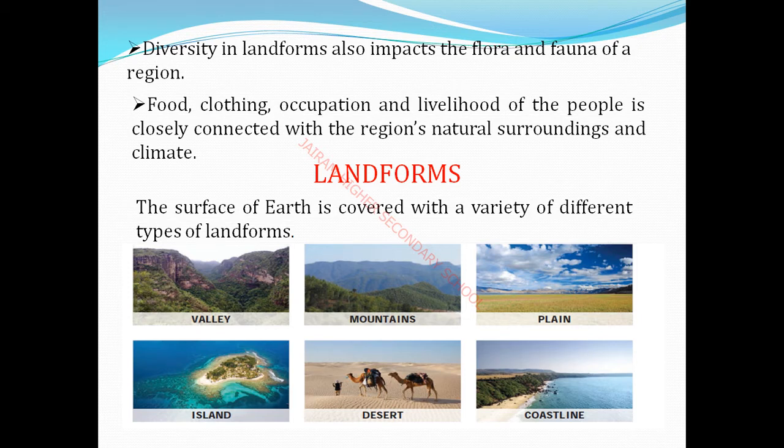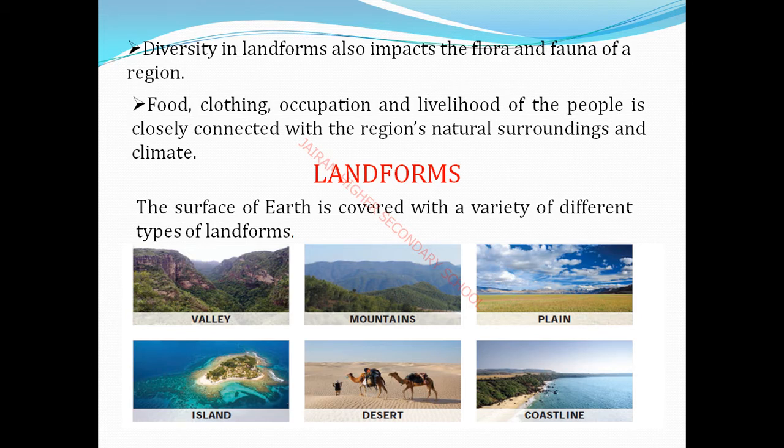Okay, children? And see, the food, clothing, occupation and livelihood of the people are also closely connected with the region's natural surroundings. That means it is not only the natural surroundings, it also belongs to climate. According to the climate and the natural resources, the eating habits, clothing style and occupations vary. So the landforms play a dominant role in the diversity of people's livelihood. And see here some examples of landforms.